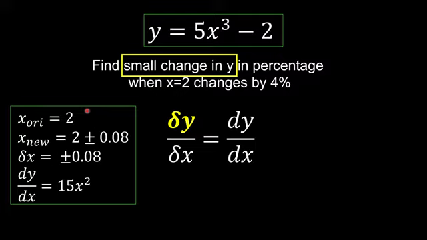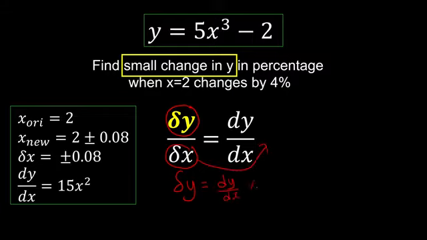Once we have everything, we can just substitute. To find delta y, we can say that delta y is approximately delta x times dy over dx, right? Since we have all the information on our left hand side, we can just substitute in. What is our dy over dx? It is 15x squared. What is my delta x? 0.08. Although we say it's an increase or decrease, we can just write 0.08 as well.